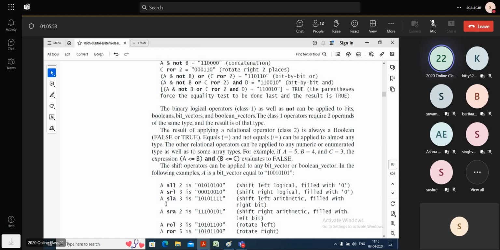Then next you can see SLA, shift left arithmetic, SLA 3. In this case, it will be shifted towards the left by 3 positions, so the rightmost 3 positions will be vacant. Those will be filled with the right bit. Earlier we filled with zeros; here we will fill it with the right bit. So just see SLA 3.